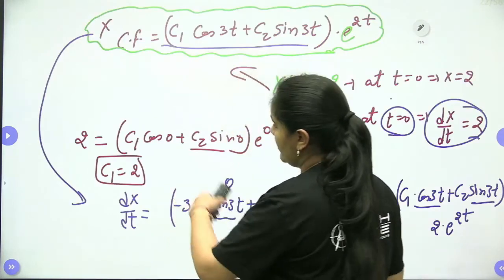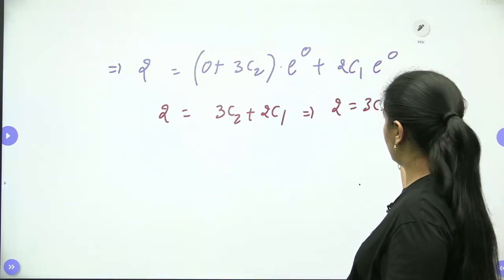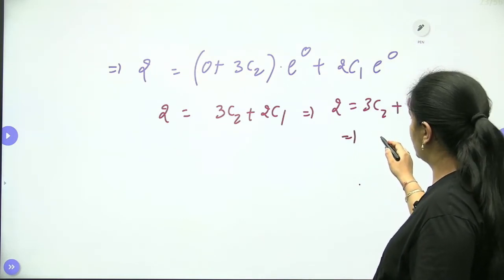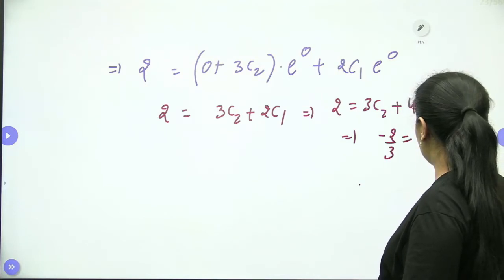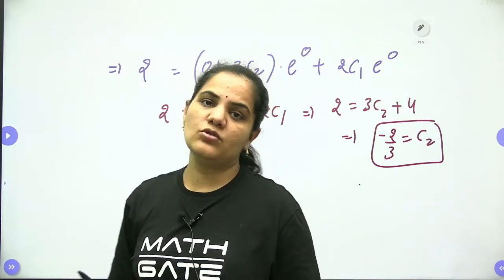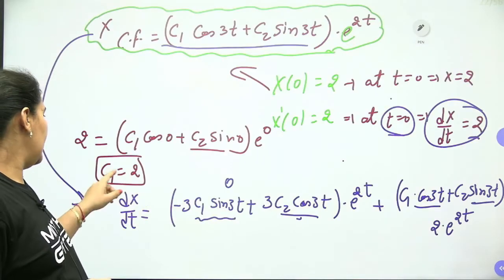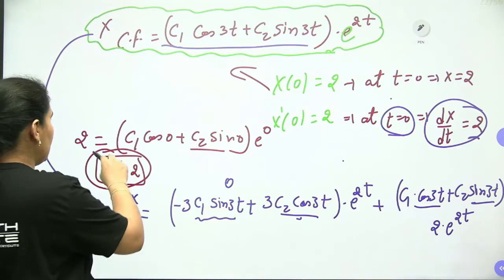We already found the value of c1, so we can put the value of c1, dear students. It will be 3c2 plus 4. So when you approach 2 minus 4, it will be minus 2 only. So you will have c2 equal to minus 2 by 3. So the value of c2 is equal to minus 2 by 3. c1 we already found out, and c1 was 2 only. Now let's put the values in this one.